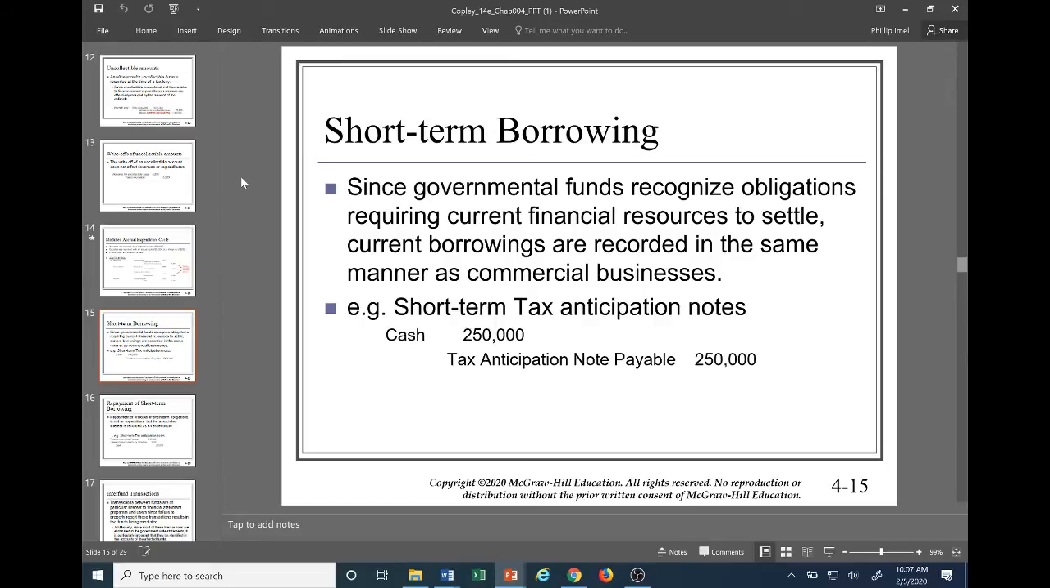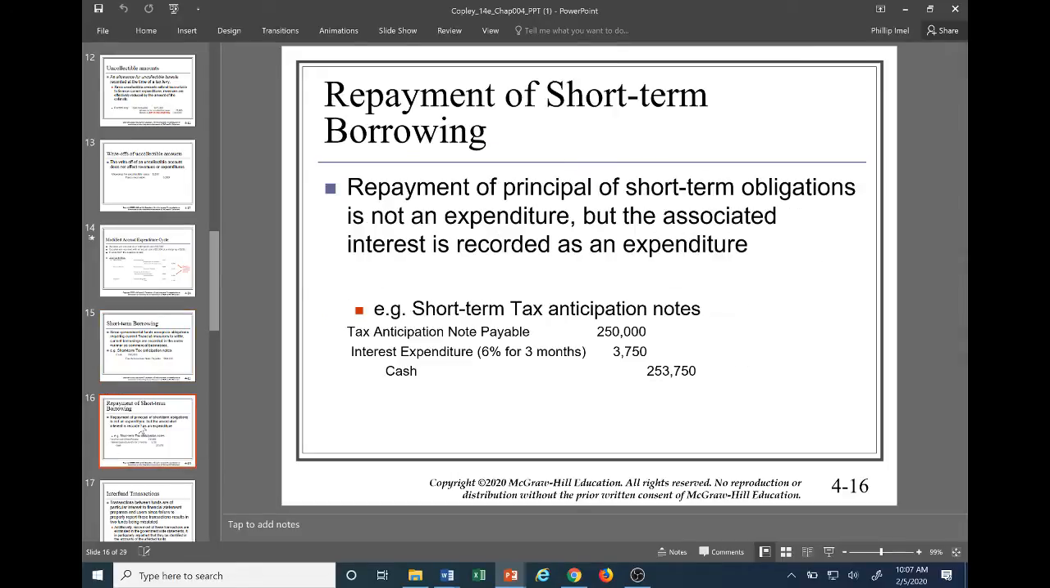Banks usually don't have an issue with dealing with governments like this, with doing these short-term tax anticipation notes, because they know that they're going to get their money back. Chances are, because of the government having the ability, the power to levy taxes. So this is something we see pretty commonly within the practice of governments. So short-term borrowing, we understand what that is. So what about now when we have the repayment of the short-term borrowing?